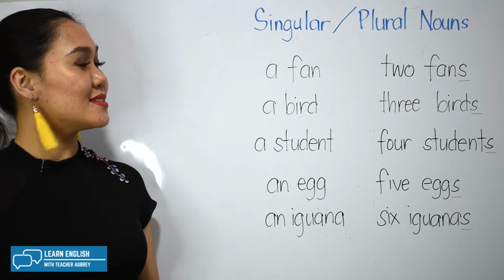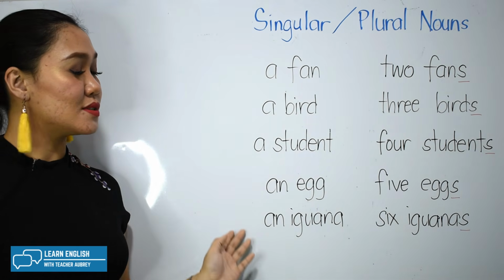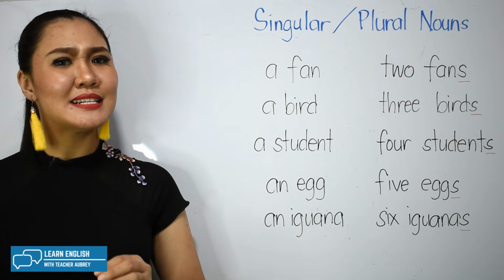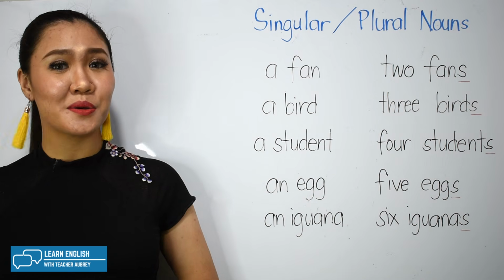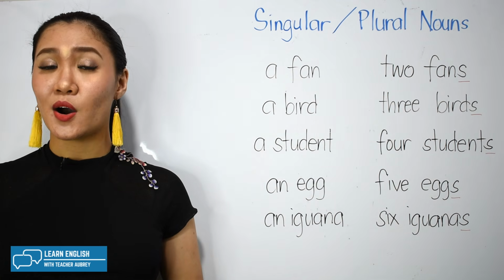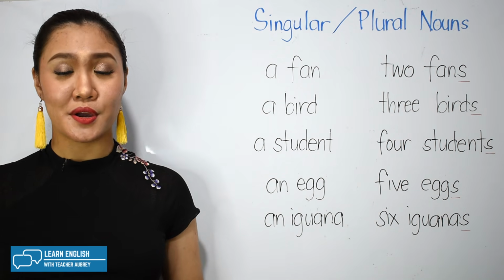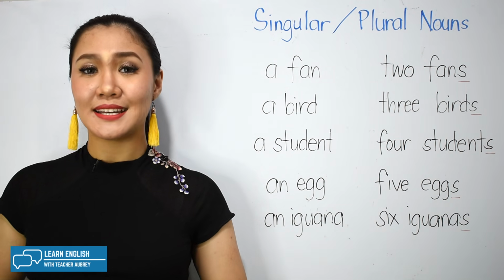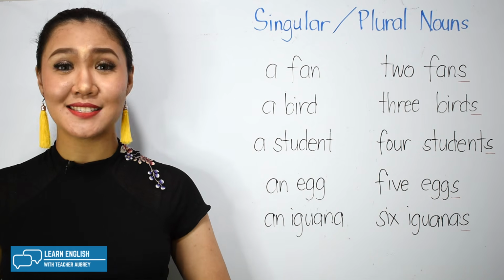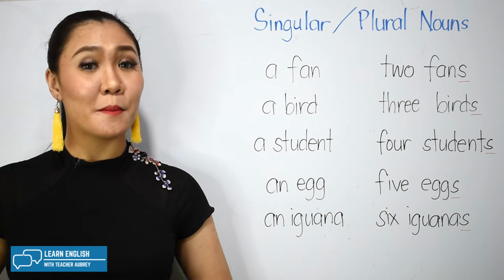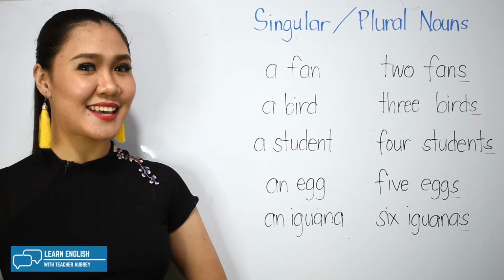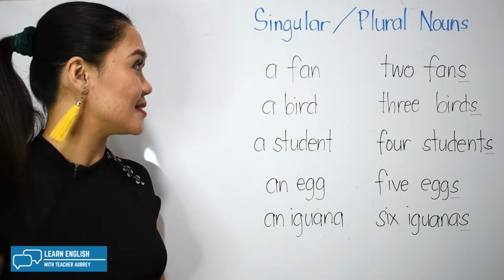If you would notice, all these examples in the first column are singular. Now, we are going to make them plural. We are going to add one or another because once a noun becomes two or more, it's no longer singular, but it will become a plural noun.